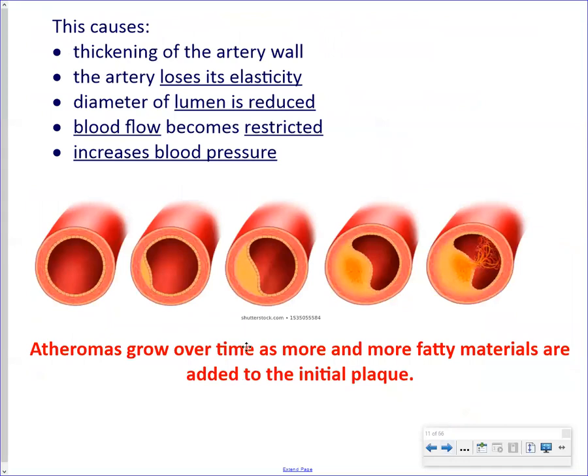So it's a gradual process. This plaque builds up over a period of time. And you can see that as the plaque builds up, the lumen, the hole which the blood would normally travel through, gets smaller, which means that blood flow is restricted and blood pressure increases.